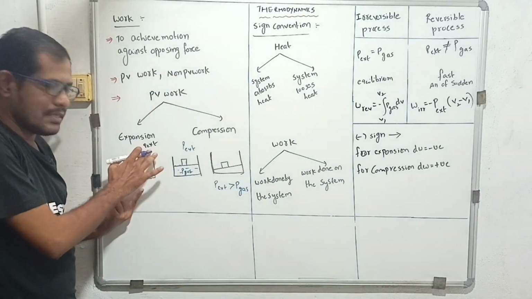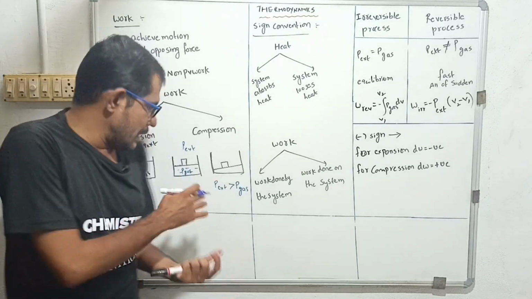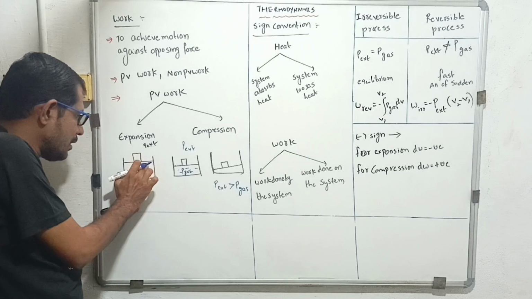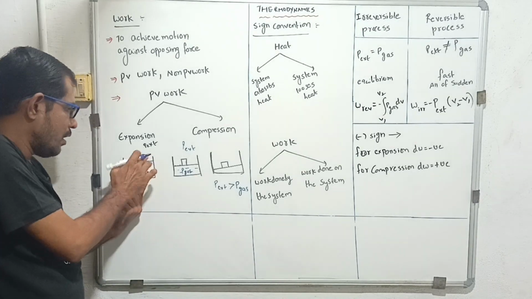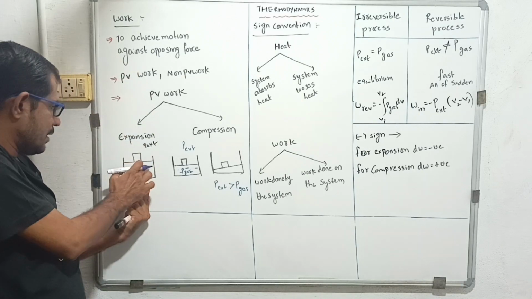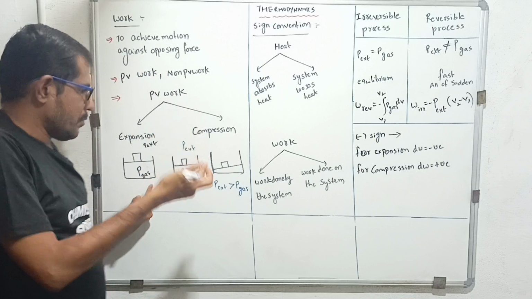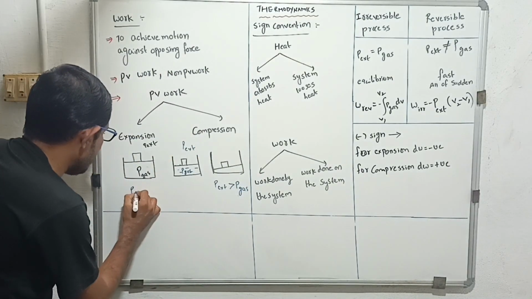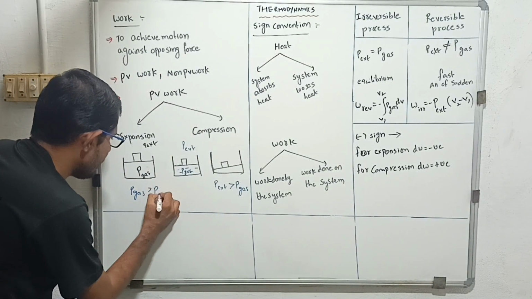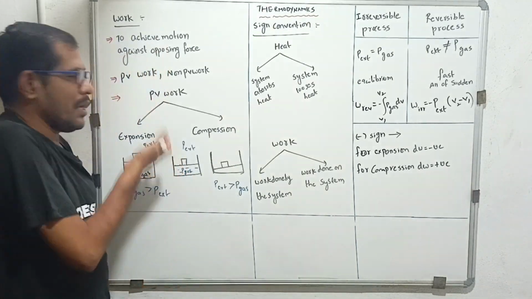So here what will happen? Here also P external is there, P gas is there. If the pressure of the gas inside is more, the piston will automatically move up, isn't it? So then we say P gas is more than P external. If P gas is more than P external, then expansion happens.